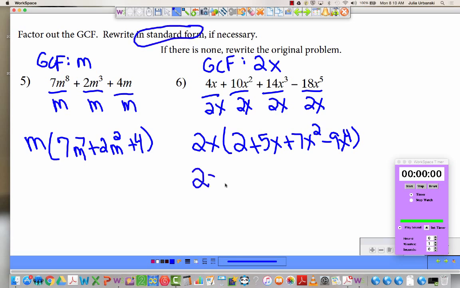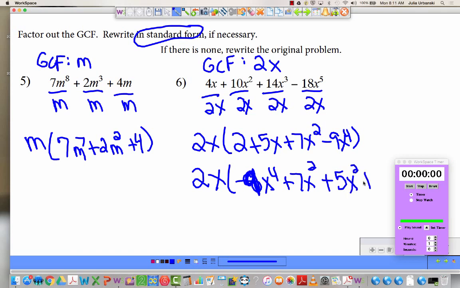And the directions did say write in standard form. So I'm going to say 2x times negative 8x to the 4th. What's next? Plus 7x squared. Oh, gee, that looks like an 8 to me. Thank you. And then 7x squared. When I looked at the directions, it said so. So yeah, I'm doing it that way. It depends on the directions, really, but typically you do want to write in standard form.